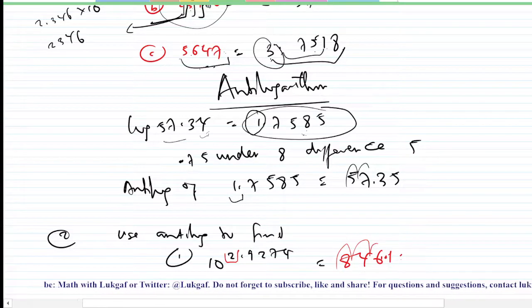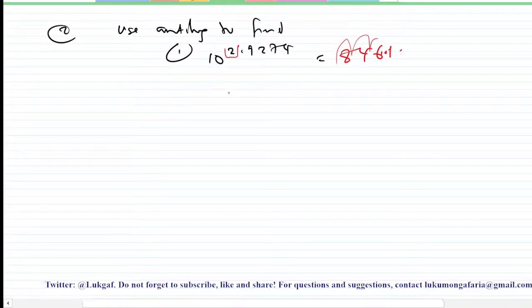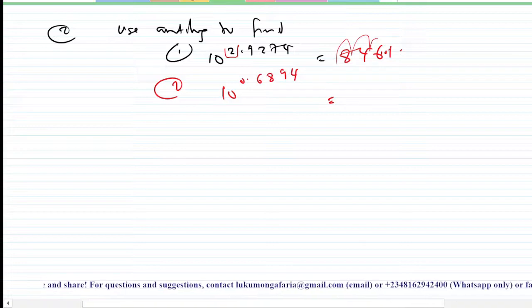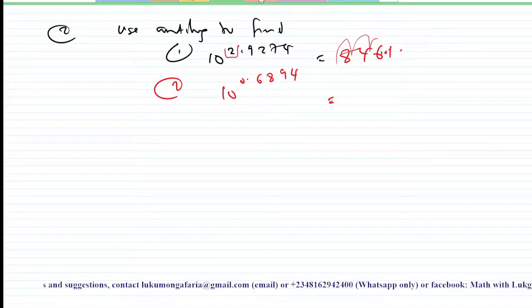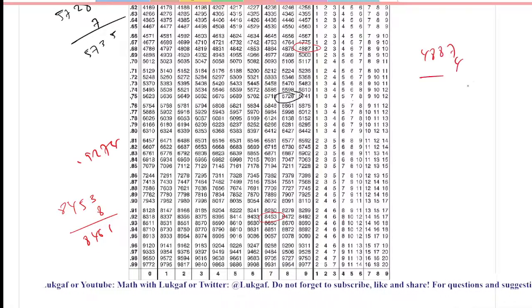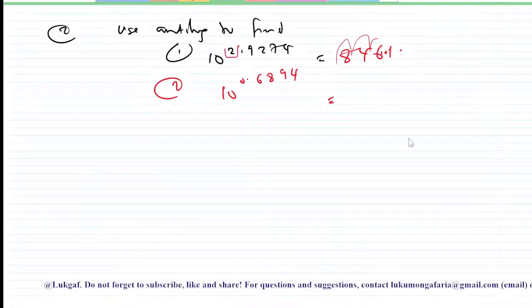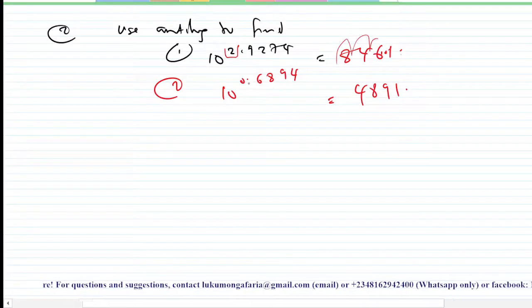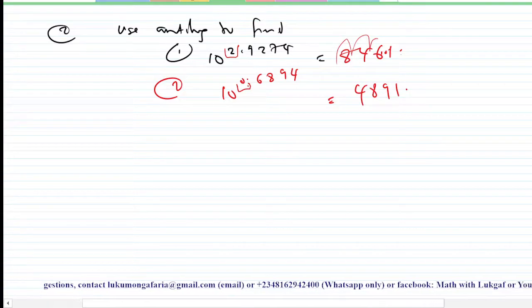So last example, let's say you want to find the antilog of this number, 0.6894. What you are going to check is what? That's 68 under 9, difference 4. You have 4887. So difference 4 will give me 4. Then you have 4887 plus 4, then you have 4891. And you are going to use your characteristics part to place the decimal point.